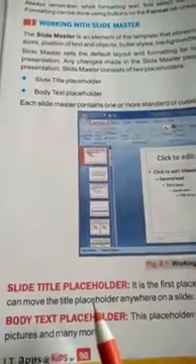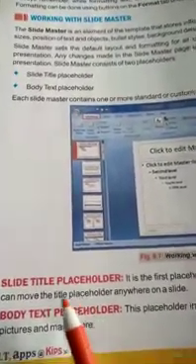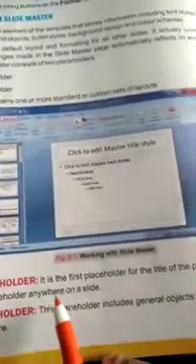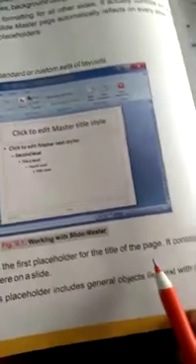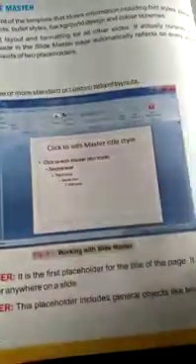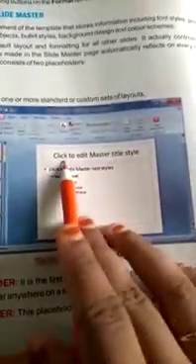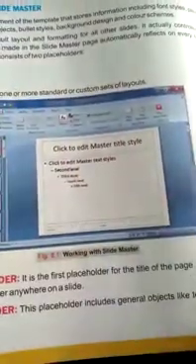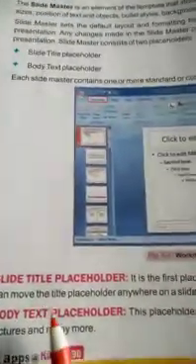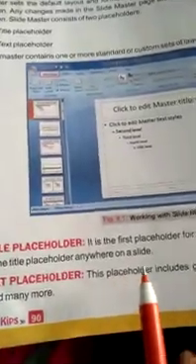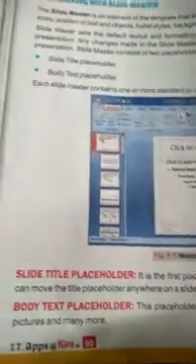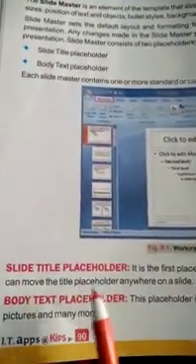Slide Master consists of two placeholders. First, the slide title placeholder. What is the slide title placeholder? It is the first placeholder for the title of the page. So this is the click to edit master title style, the title of the page. It contains a title. You can move the title placeholder anywhere on a slide. So this is about the slide title placeholder.